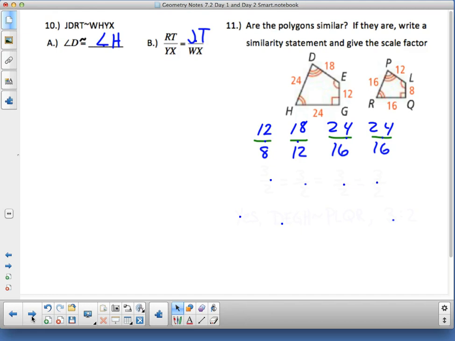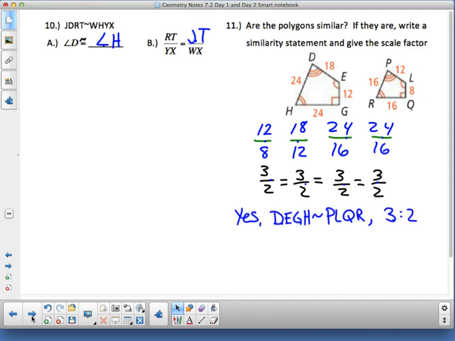Now, the next step. If they're truly similar, they should all reduce to the same value, my scale factor. We okay with that? So now I can write my scale factor. I can tell you right now that it's similar because I have a scale factor, and I can write my statement of similarity. That's really connecting the two shapes together using their names. Questions regarding what we've done? Doing okay?